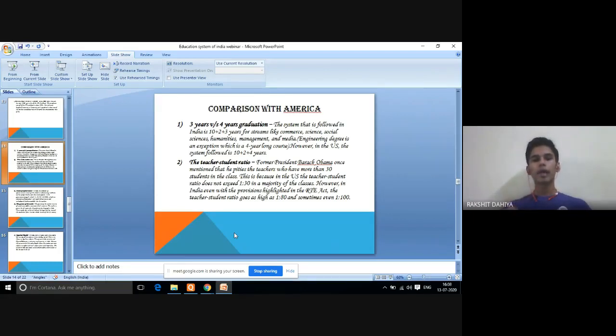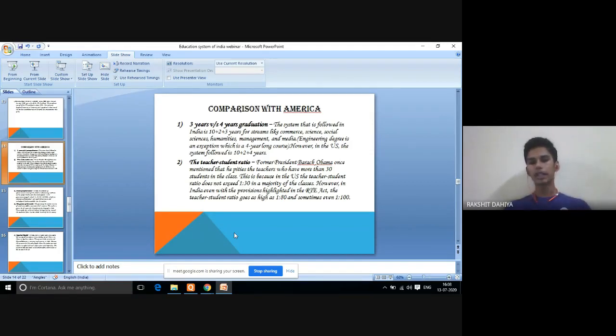And if I move to my next point, it says the teacher student ratio. We all know India has a large population, but as I told you, the education system needs to be improved so that this ratio can be decreased. And if you can clearly see on the screen, in the USA the teacher student ratio does not exceed 1:30 in a majority of classes. That is one teacher and 30 students, where students can easily understand the language, teachers can give equal time to each and every student, and teacher student interaction can take place.